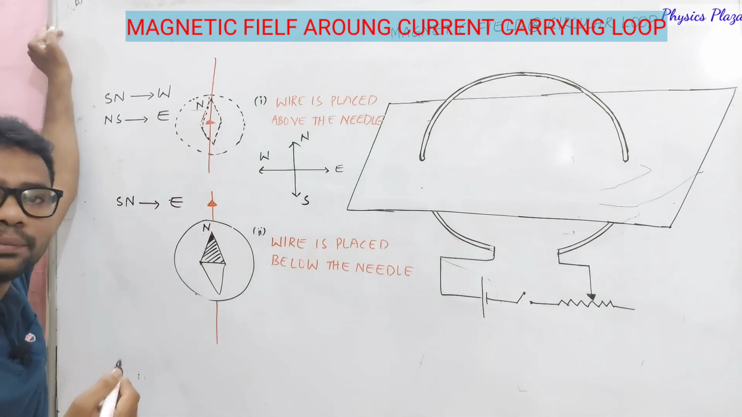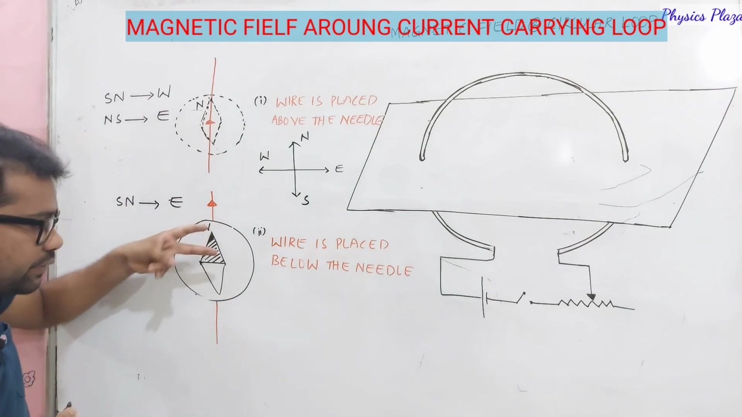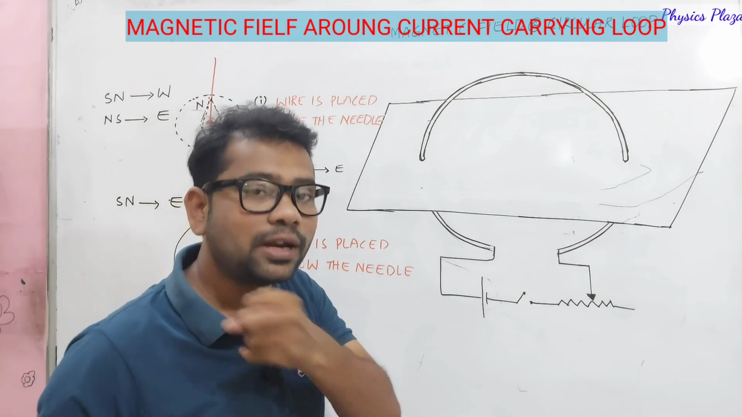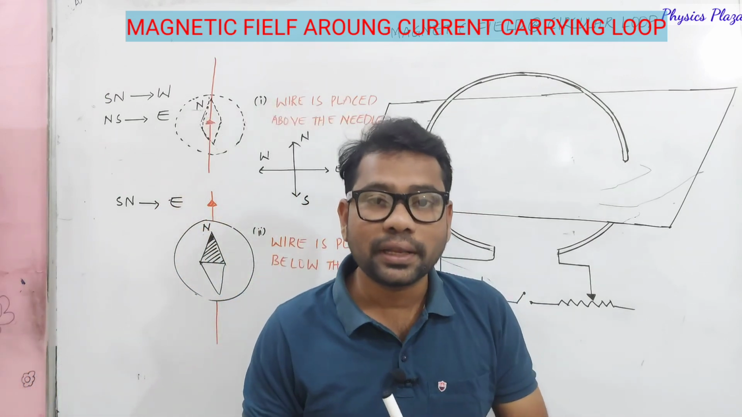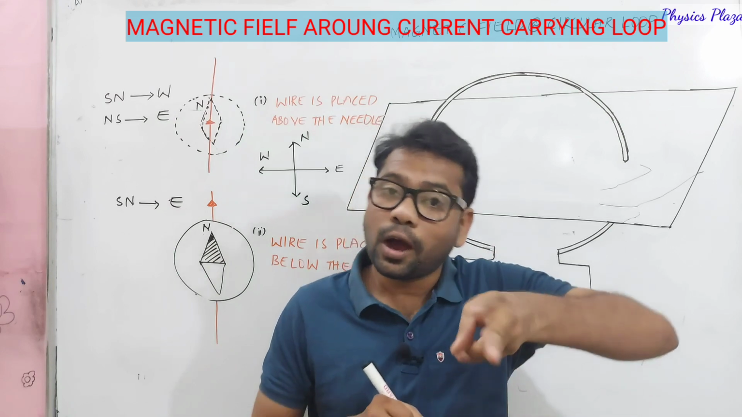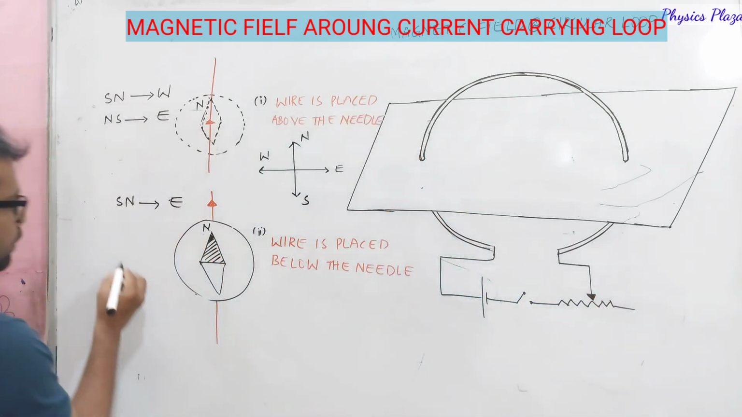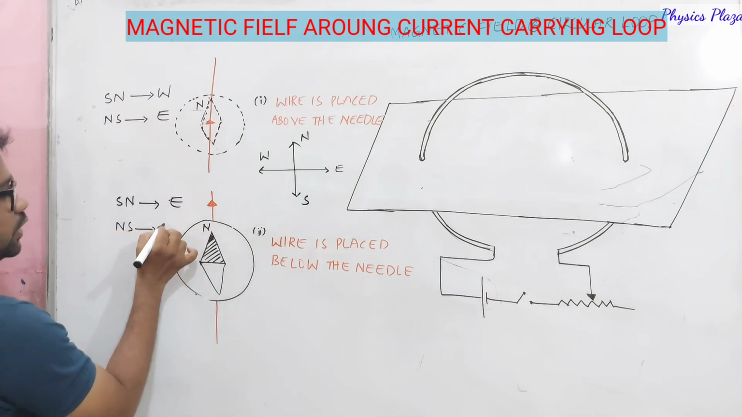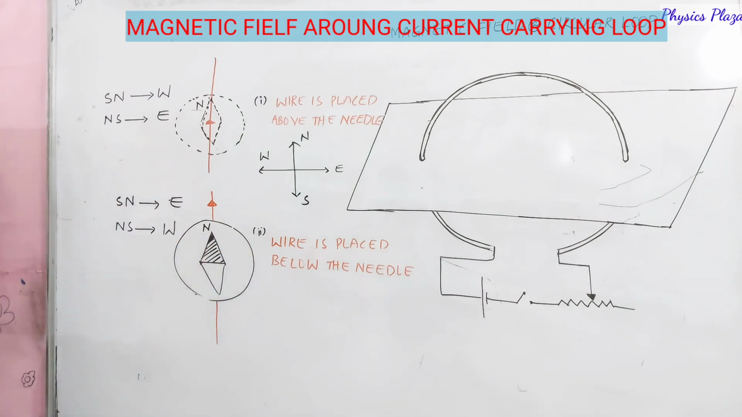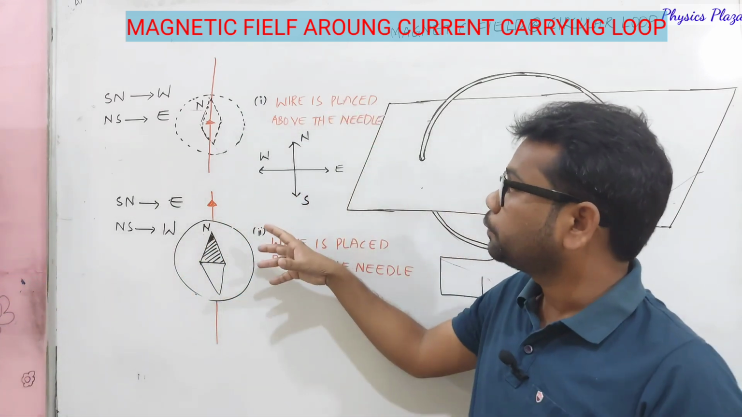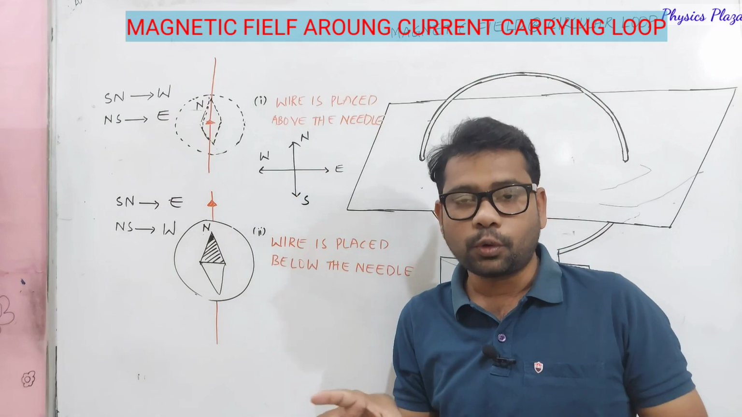Similarly, when we reverse the direction of current, the magnetic field also reverses. How can you say that the magnetic field also reversed? Because the north pole is now deflected in the opposite direction. That is, when current flows from north to south, it gets deflected towards west. So children, this is how we describe the deflection of the north pole.